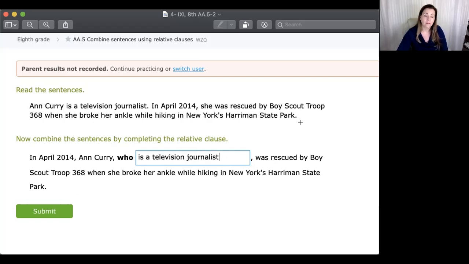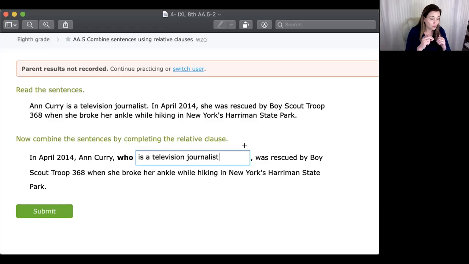Okay, now I want to point something out. At the very end of our notes, we had an example like this. We're going to ignore all of this for a minute. I'm going to read this without this part in it. In April 2014, Ann Curry was rescued by Boy Scout Troop 368 when she broke her ankle while hiking in New York's Harriman State Park. That is a complete sentence. That's an independent clause. But this is a case where they said, okay, we're going to split that independent clause and throw in a relative clause. Throw in something extra about Ann Curry.